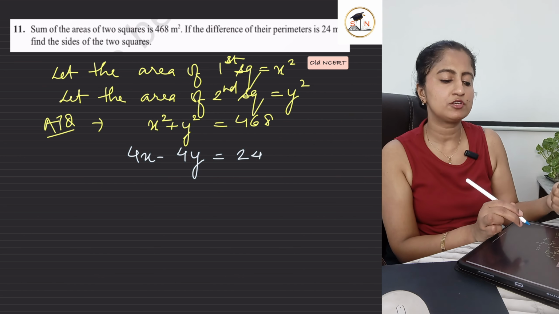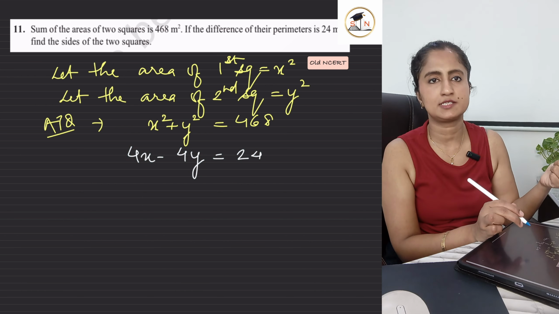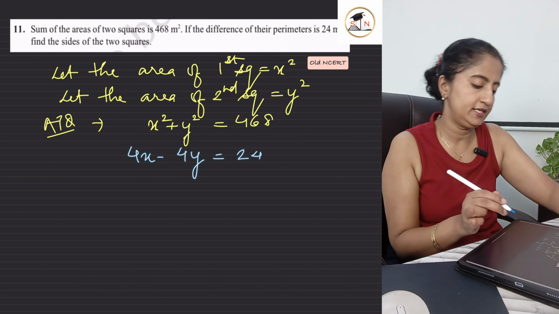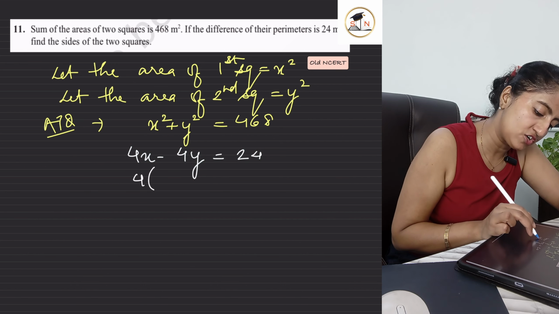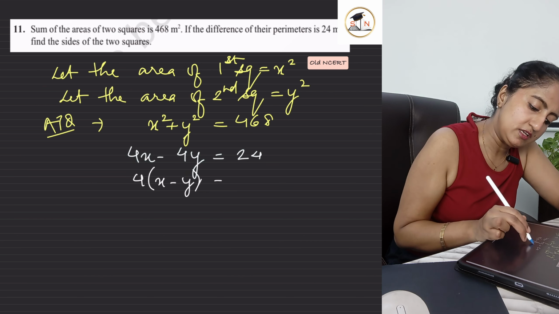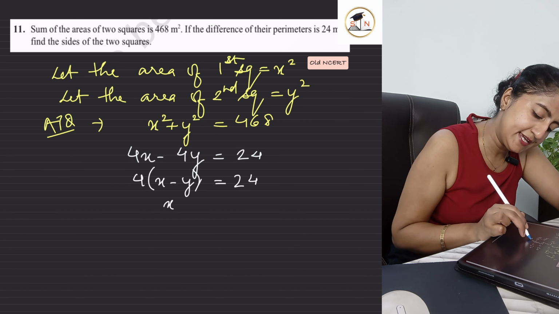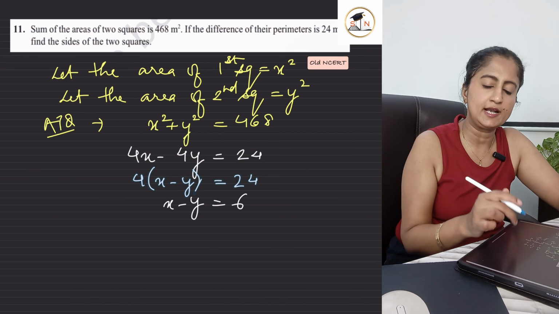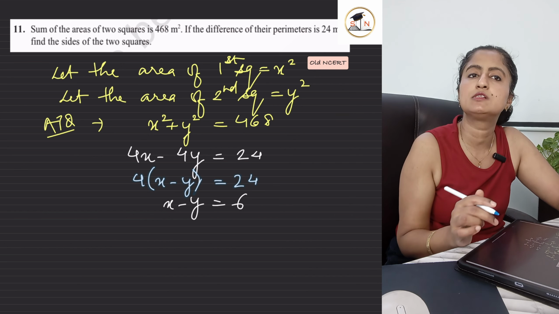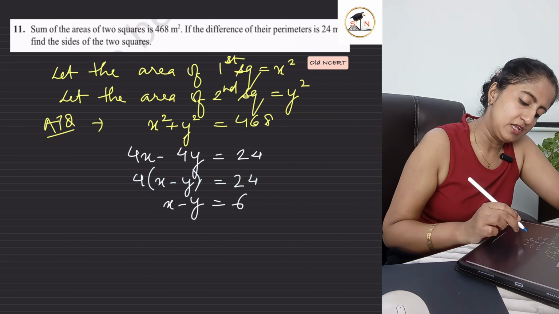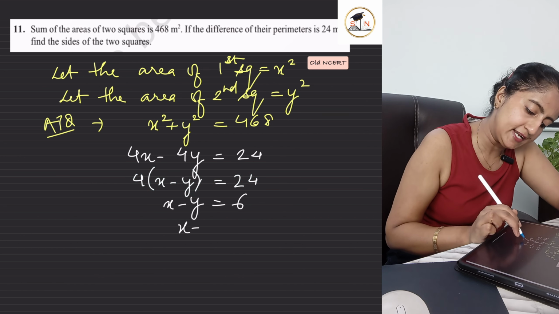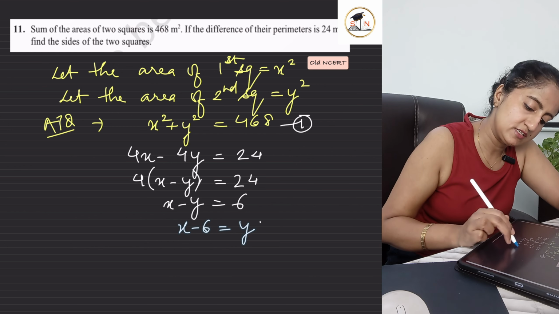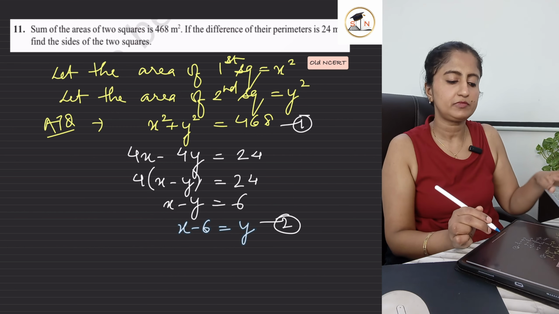Similarly, the area for the second square I took as y square, so the side becomes y and hence the perimeter becomes 4y, right? Now taking out 4 as a common factor, that gives me x minus y equals 6. I divided 24 by 4. So that leaves us with x minus y equals 6. Okay, now from here what do we get? I get x minus 6 equals y. This is the first equation. This is the second equation.